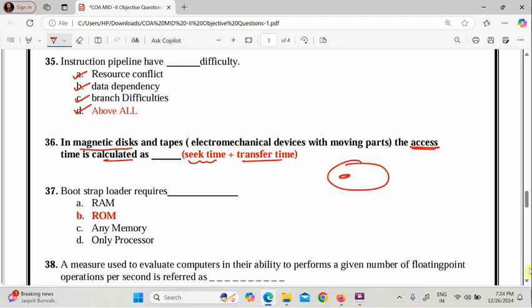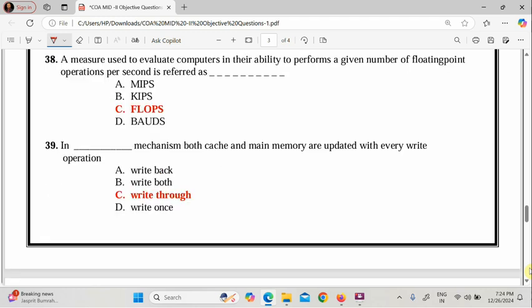It's called transfer time. Bootstrap loader is stored in the RAM part of the main memory. A measure used to evaluate computers in their ability to perform a given number of floating point operations per second is referred to as flops. This is called floating point operations per second.